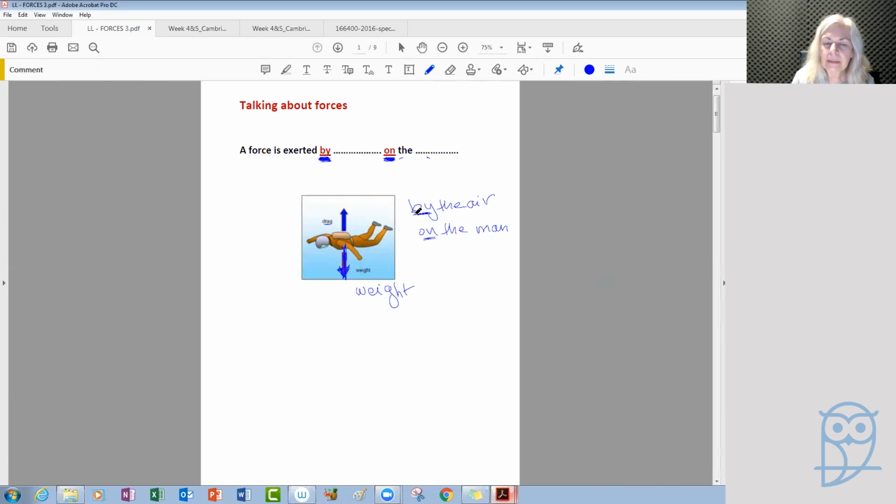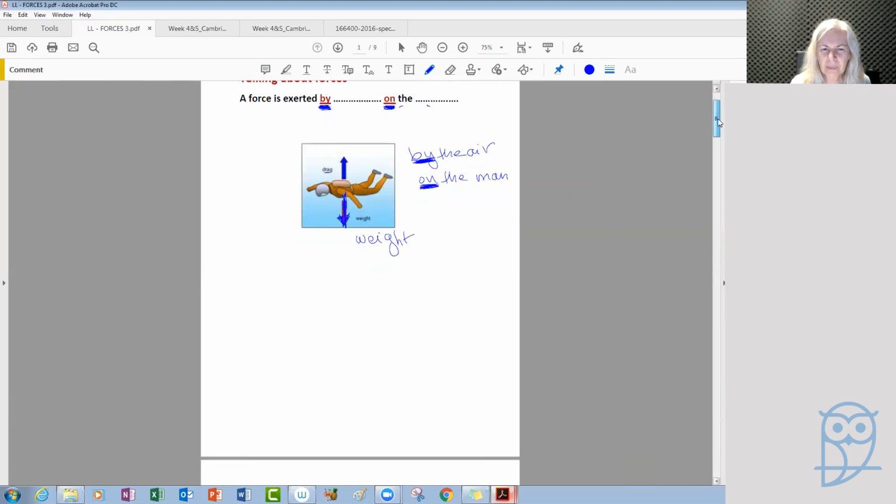So these two little words are very important because "by" corresponds to the agent, what exerts this force, because some other object has to exert the force on the object we are talking about. And "on" corresponds to what this force is exerted on, the object that experiences this force.